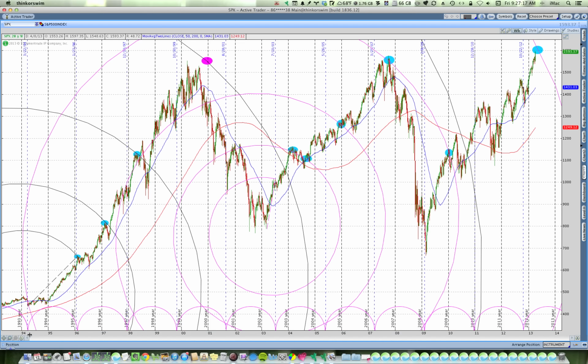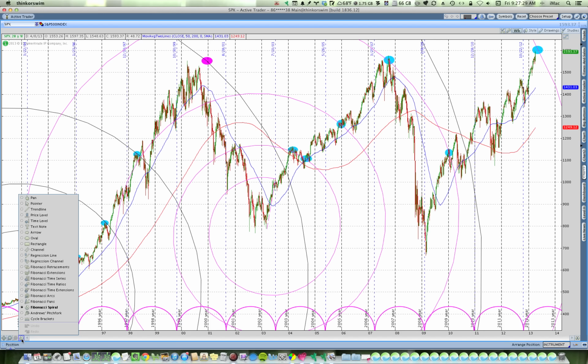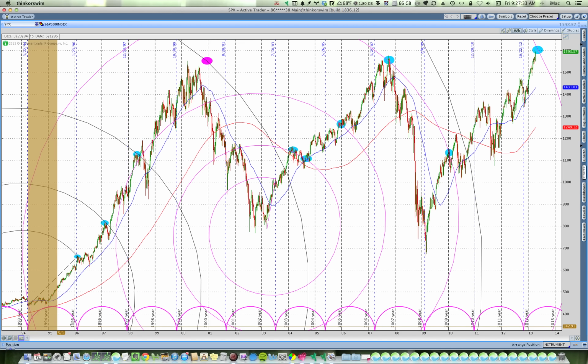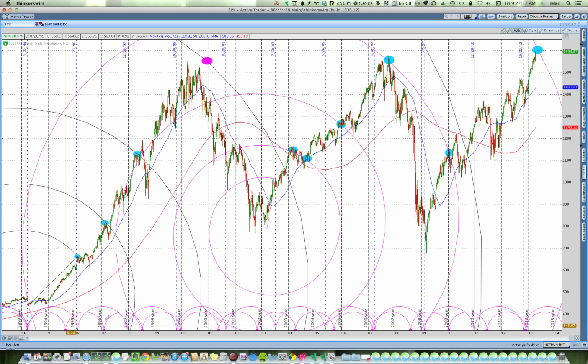First thing I did is I drew cycles on the chart, just basically taking lows and highs, trying to adjust the cycle tool, which is right here in Thinkorswim, the cycle brackets, and trying to draw cycles that matched cycles on the chart, and I came up with this.